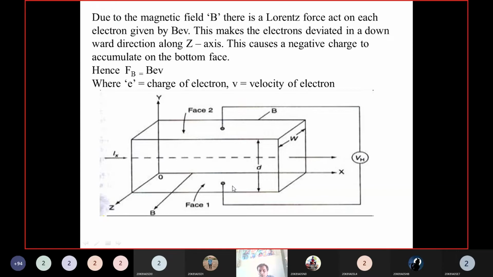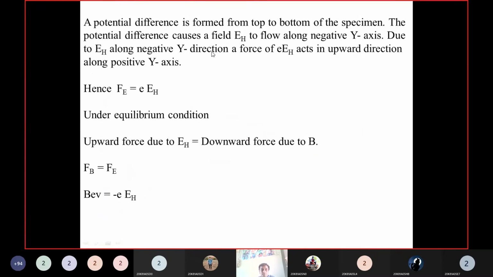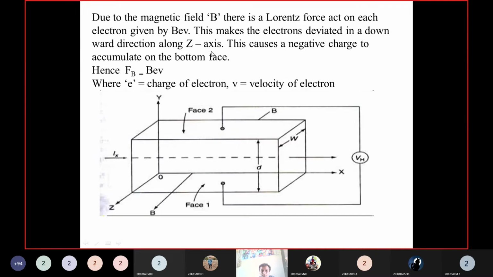Now see here, all electrons are coming downward, because after applying the magnetic field, the force acts in the downward direction. That's why potential difference develops between phase 1 and phase 2. Two phases are there, and for the two phases some potential difference will be developed, because all the charge carriers, electrons, are accumulated in the downward direction. If electrons come downward, positive charge is accumulated in the opposite direction.